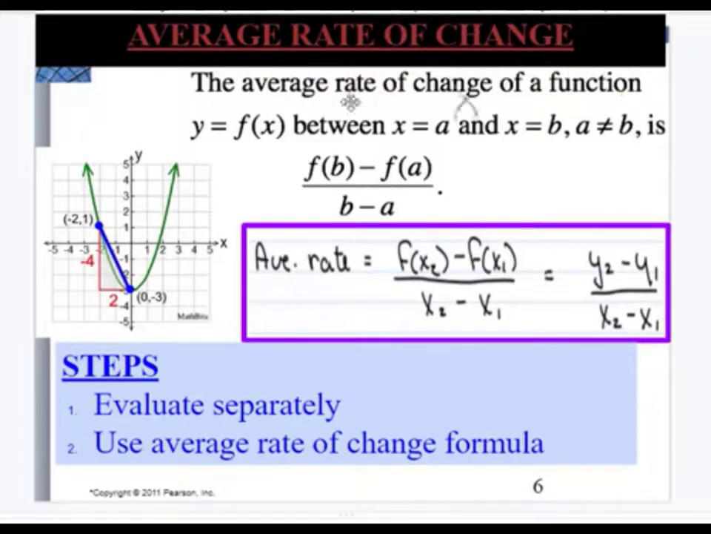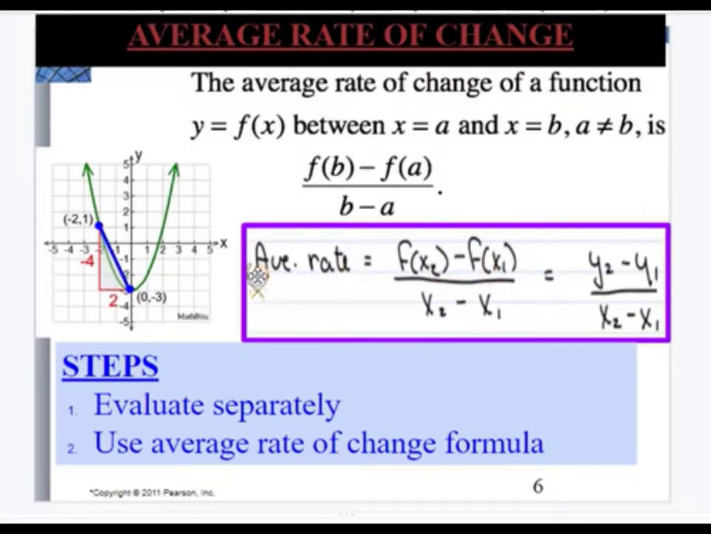The average rate of change. The average rate of change of a function y equals f of x between 2 points, x is equal to a and x is equal to b, where they're not the same, is f of b minus f of a over b minus a. Another way of saying it is, if you have this function and you pick 2 ordered pairs on there, you basically find the slope.